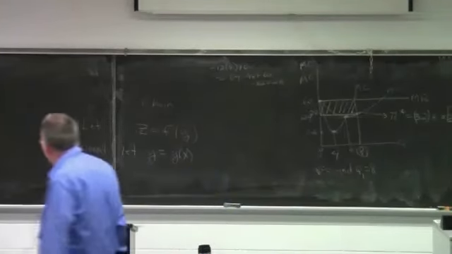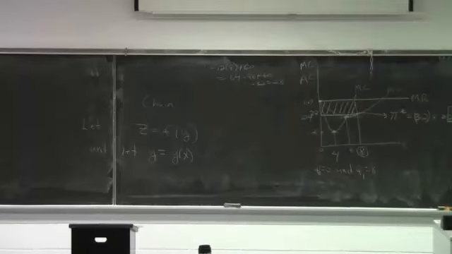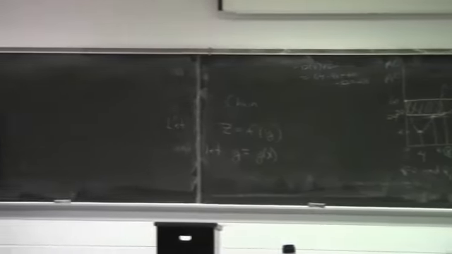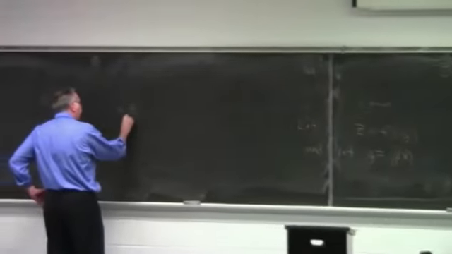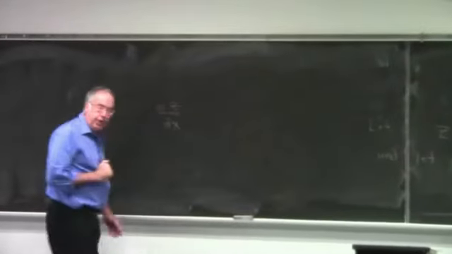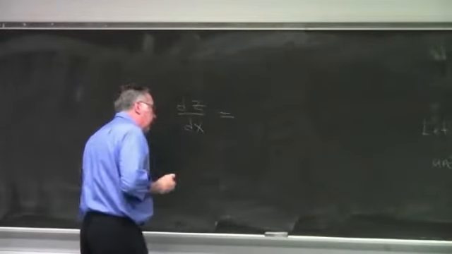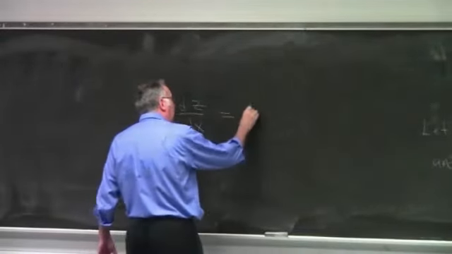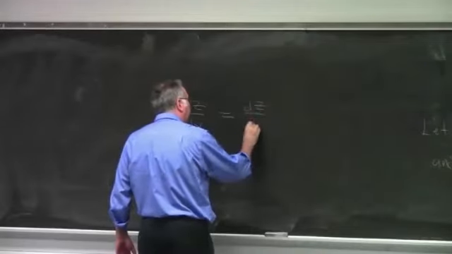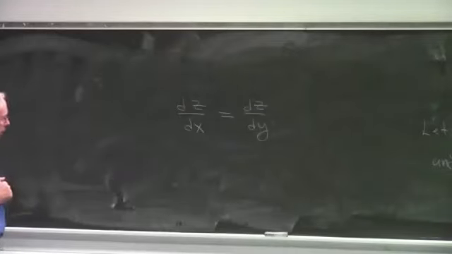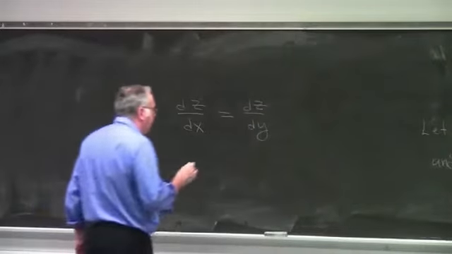Okay. And in this type of setup, you can take the derivative of z with respect to x using the chain rule. And the chain rule is very simple to remember. It's just dz dy. Notice z is a function of y, so you find its derivative, dz dy. And then you multiply that times dy dx.